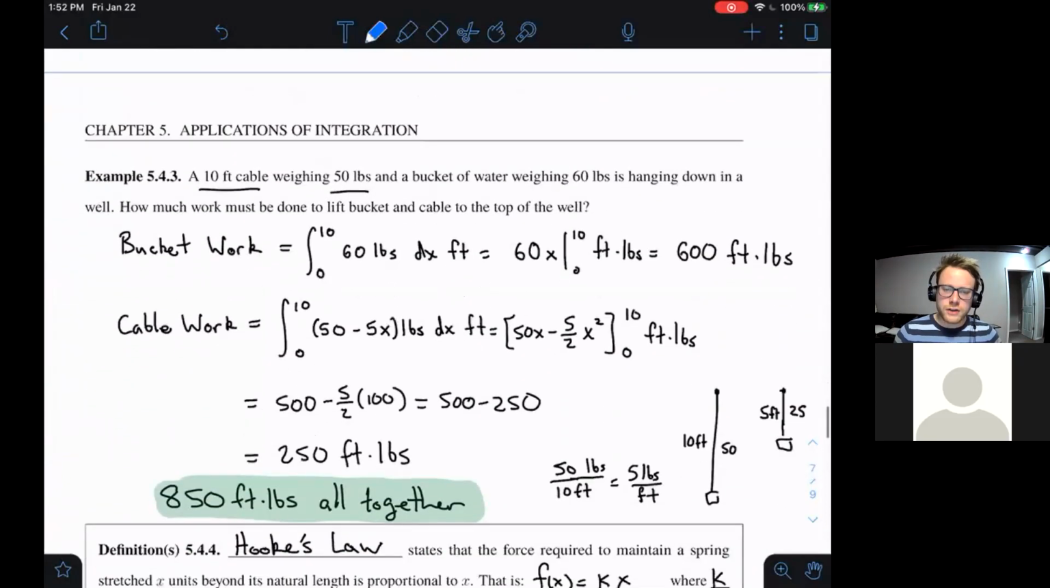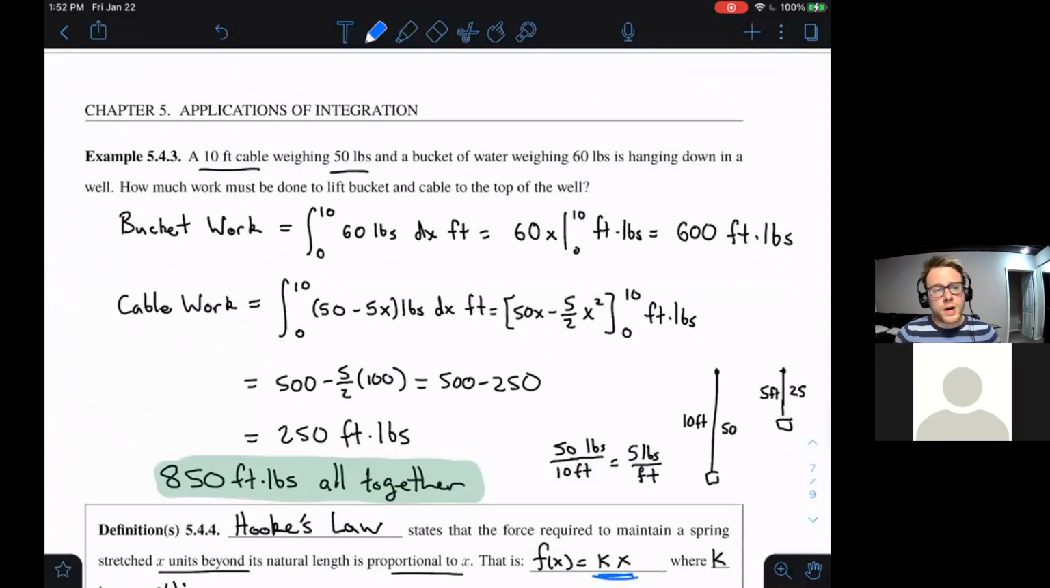The second type of question are these cable questions or rope questions, where you have to really dig to find your force function. It's a little bit of a guess and check, a little bit of an ad hoc sort of method here.